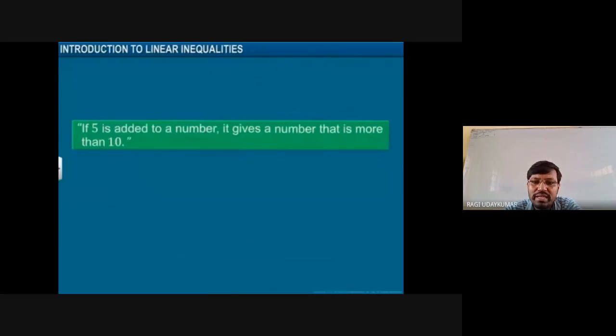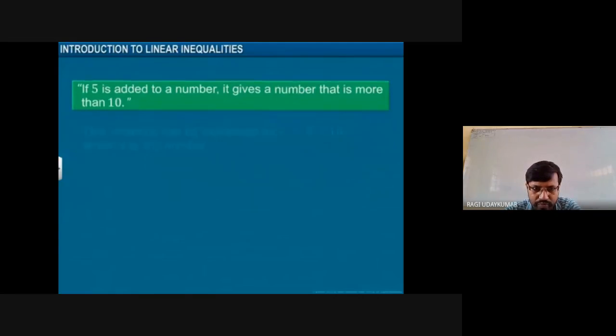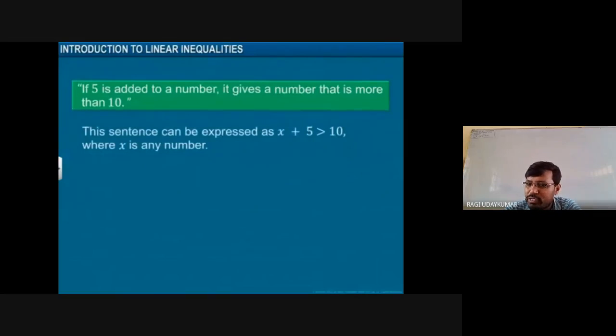So if 5 is added to a number, it gives a number more than 10. How do you write this in the form of an inequality? 5 plus x. A number is nothing but you may take any unknown quantity as a variable. If 5 plus x gives a number greater than 10, so 5 plus x is greater than 10. So this sentence can be expressed as x plus 5 or 5 plus x is greater than 10, where x is any number, a variable.